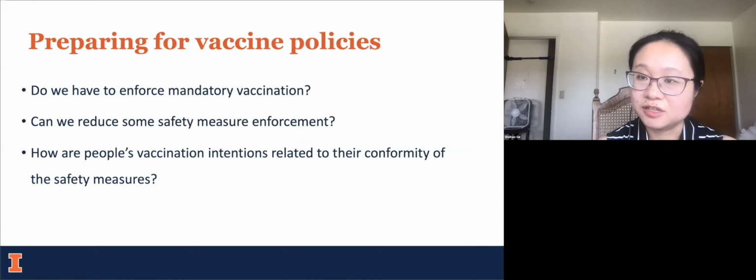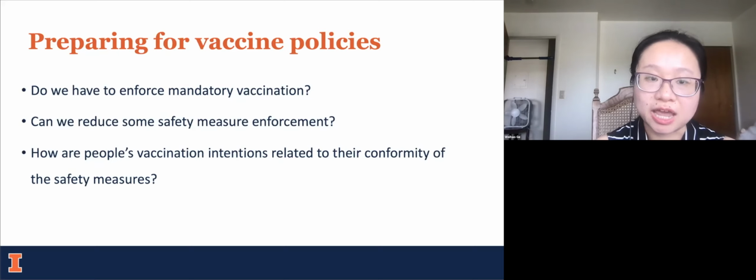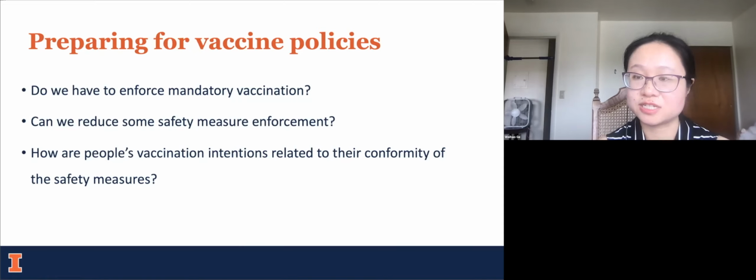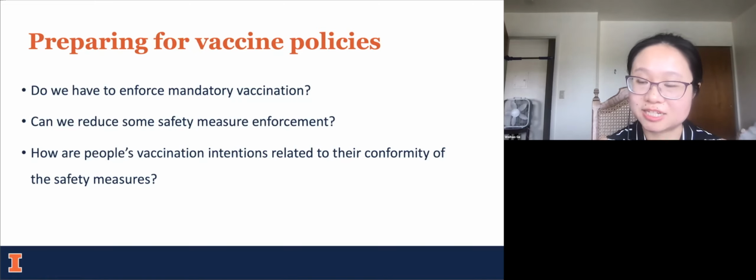And then we were analyzing the vaccine policies for when the vaccines are developed. So we want to know: do we have to enforce mandatory vaccination? And can we reduce some safety measure enforcement when people get vaccines? So the question here is, how are people's vaccination intentions related to their conformity to the safety measures? Are the people less likely to take the vaccines also less likely to conform with the safety measures?